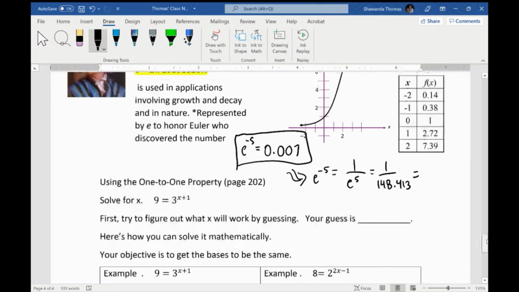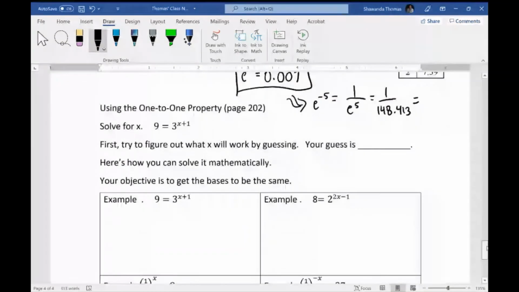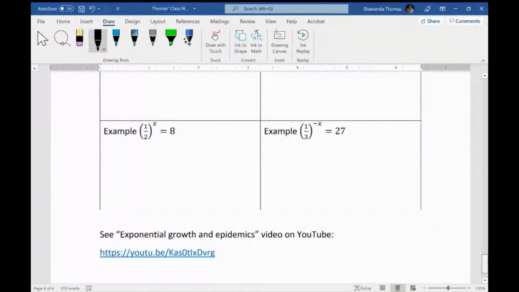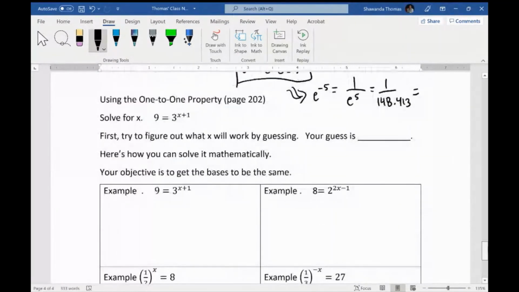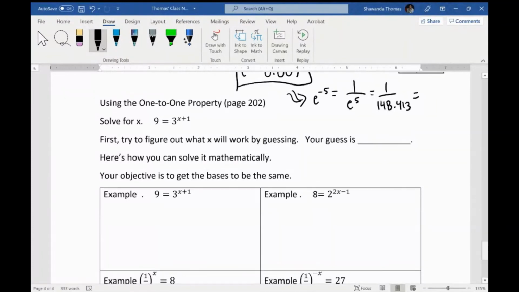LN. All right, let's move on to the last concept of today, which is using a one-to-one property. So let's look at this. 9 equals 3 to the x plus 1. If I say solve for x, of course, you may not know what to do, but could you figure it out by just guessing what x is? Meaning, we know we want these to equal each other. So we know we need to plug in an x that will make the right side equal 9.